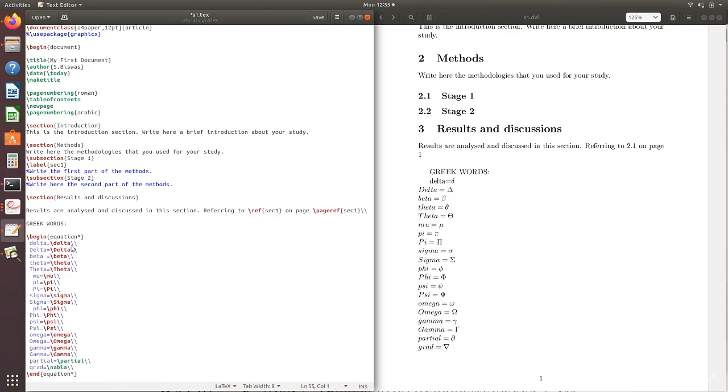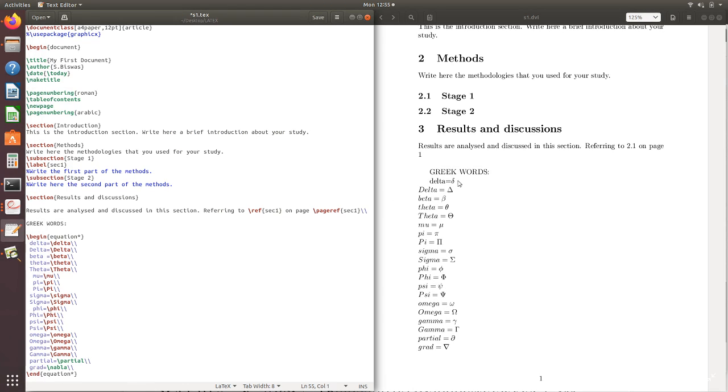Next, let's go to another interesting case where Greek words or symbols are written, and how to write them is given here. I have used a star sign here because I don't want to write an equation number with every equation, so that's why the star sign is there, and that will produce the output without any equation number. See, for the first case, if you wish to write the small letter delta, in small case, you have to write backslash delta.